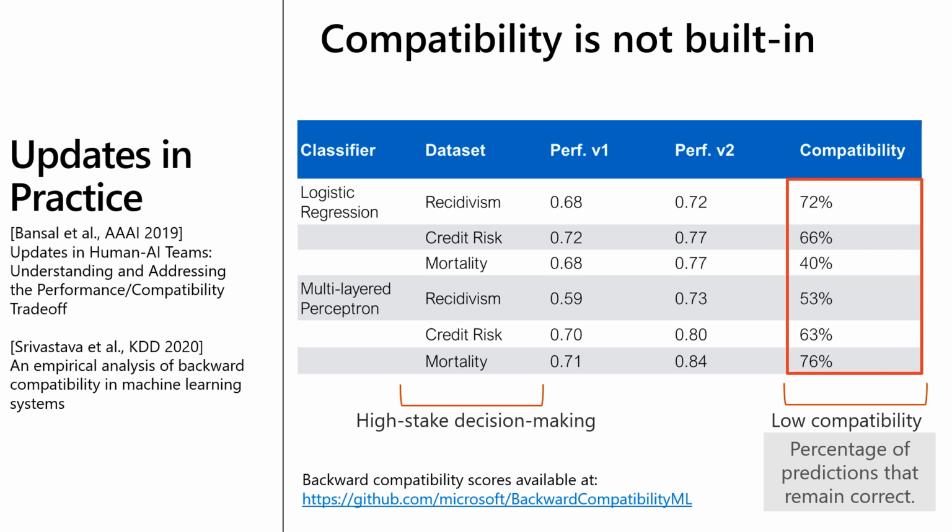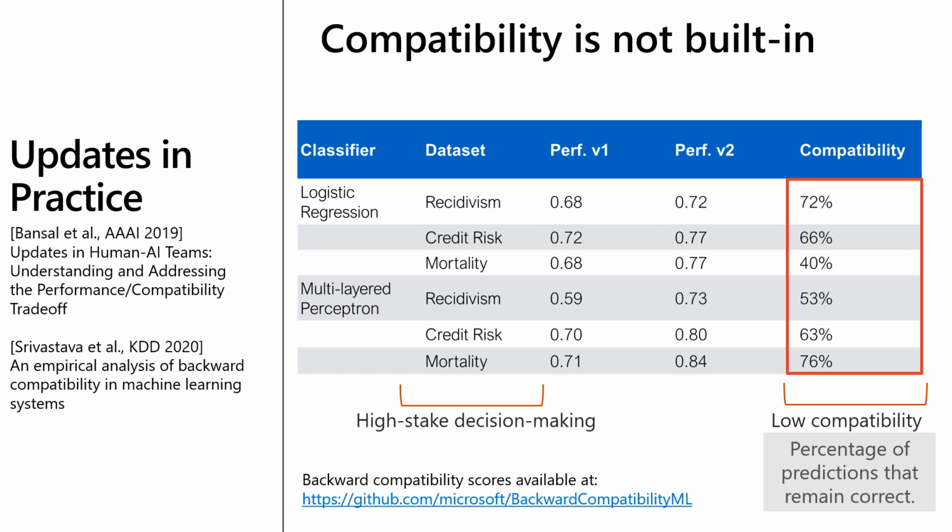Related work has found that backward incompatibility happens sometimes at a concerning extent. For example, on experiments conducted with training the model with more data from the same distribution within the same model architecture, compatibility can be as low as 40% in this particular task of predicting mortality in the medical domain, which means that only 40% of the predictions that were originally correct are correct for the updated model, even though the updated model has a higher accuracy.